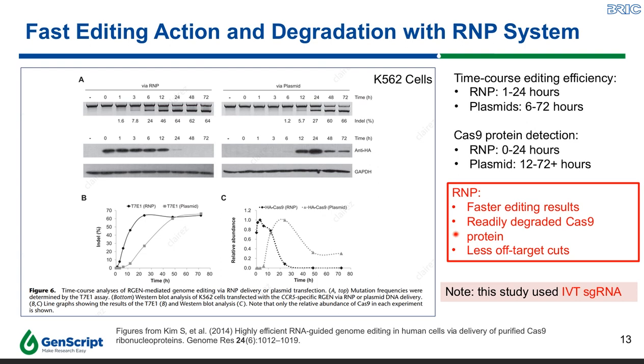One thing I would like to highlight here is that this study was conducted in 2014, when the technology to chemically synthesize the sgRNA, a long nucleotide, was not available. Therefore, the sgRNA used in this study was in vitro transcribed using T7 RNA polymerase, which is known as the IVT sgRNA.